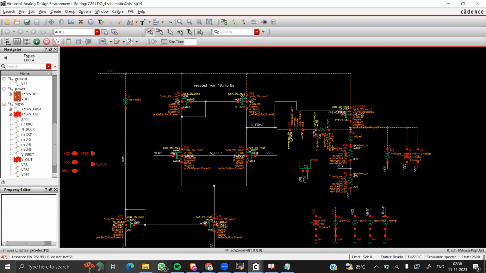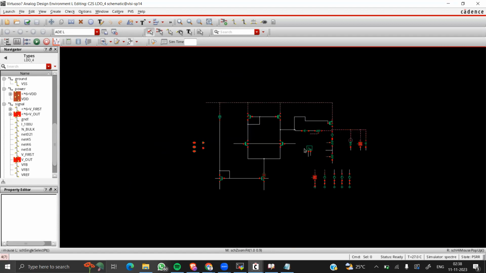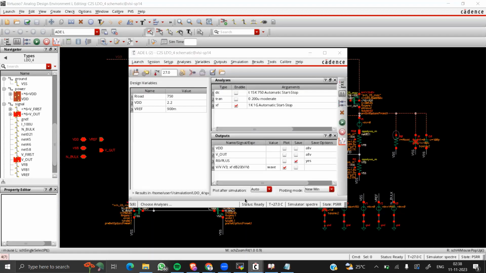So heading into simulations, let me show the simulation portfolio. Our load is taken as 750 ohms. I have designed this to get an output voltage of 1.5 volts. So 1.5 divided by 750 ohms gives us a load current of 2 milliamperes. So the circuit currently pumps a load current of 2 milliamperes. The reference voltage is taken to be 900 millivolts.